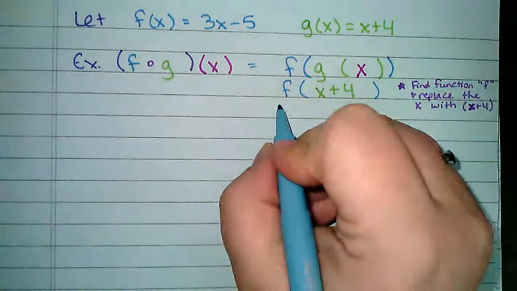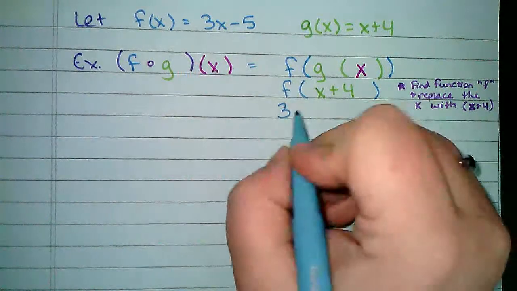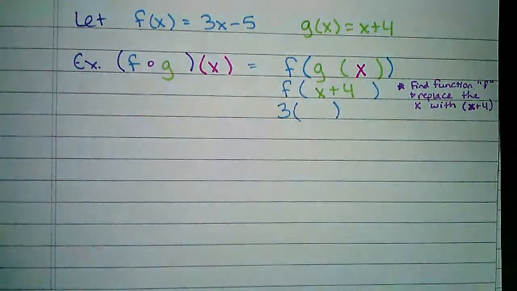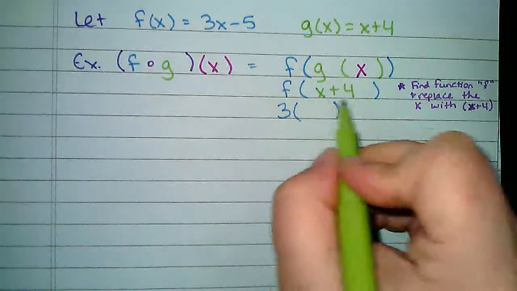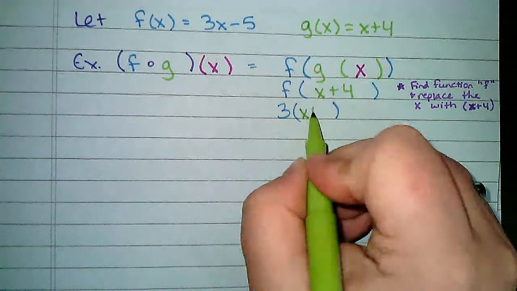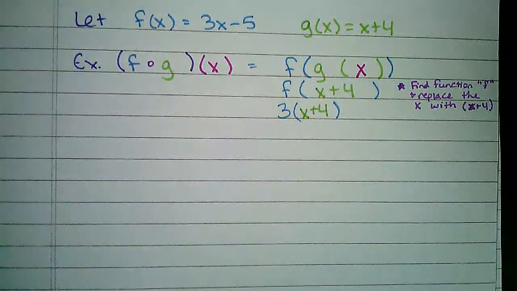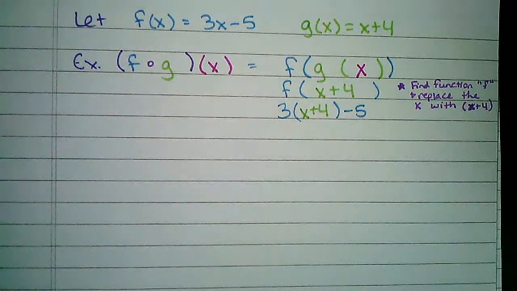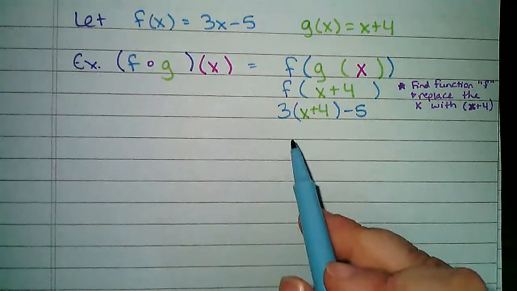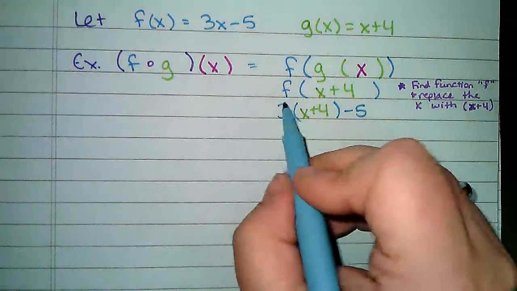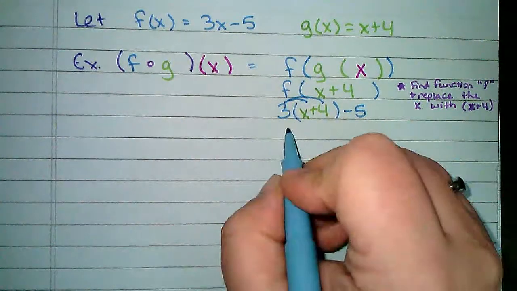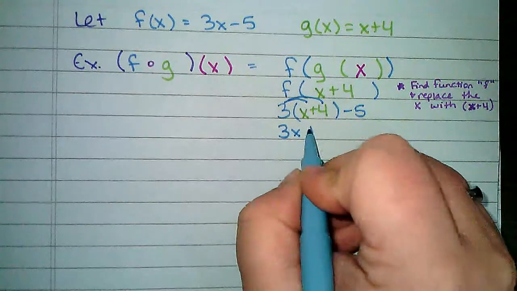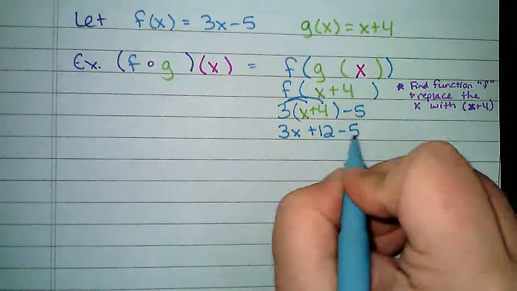It starts with a 3, but then it has an x, and I'm not just going to put an x in there, I'm going to put the x plus 4 because that's what it says to put in there. 3 times (x plus 4) minus 5. Now do you see why we have to have it in parentheses? Because we have to be able to distribute or FOIL or whatever it says. So we distribute our 3 into there. So 3x plus 12 minus 5.